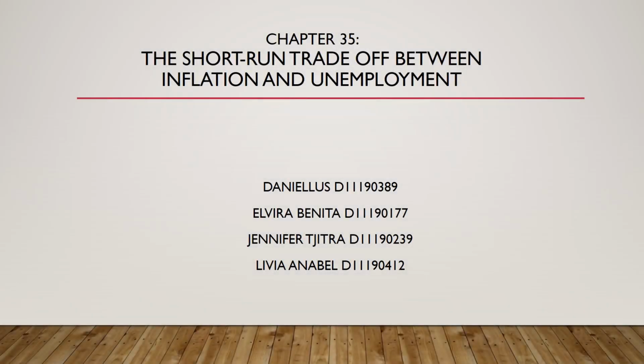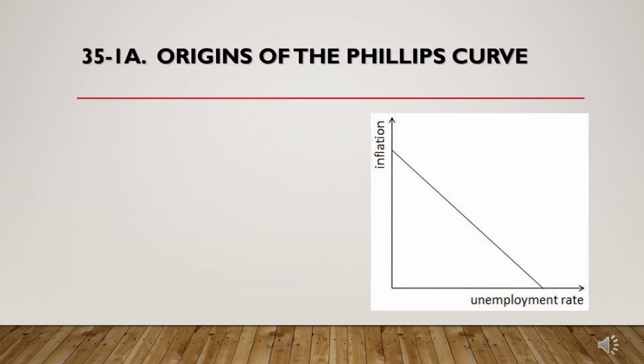Welcome to our presentation on Chapter 35, discussing the short-run trade-off between inflation and unemployment. I'm sure we have all studied how changes in aggregate demand and aggregate supply impact the economic indicators across the economy. And now, to visualize the impact of changes in aggregate supply and demand on the inflation rate and unemployment rate, let us study the Phillips curve.